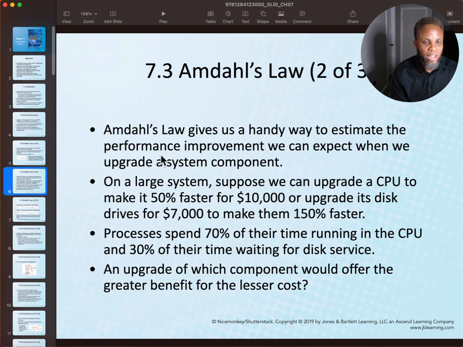So let's look at a slide here. It says Amdahl's law gives us a handy way to estimate the performance improvement we can expect when we upgrade a system component.